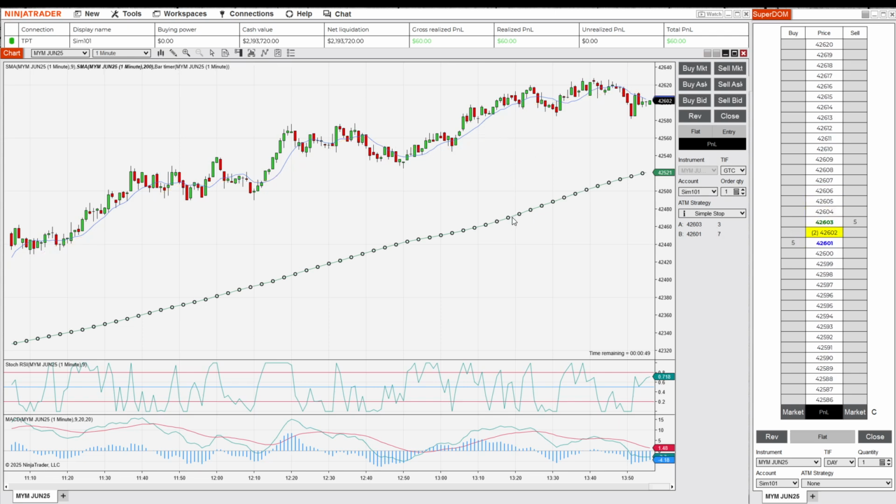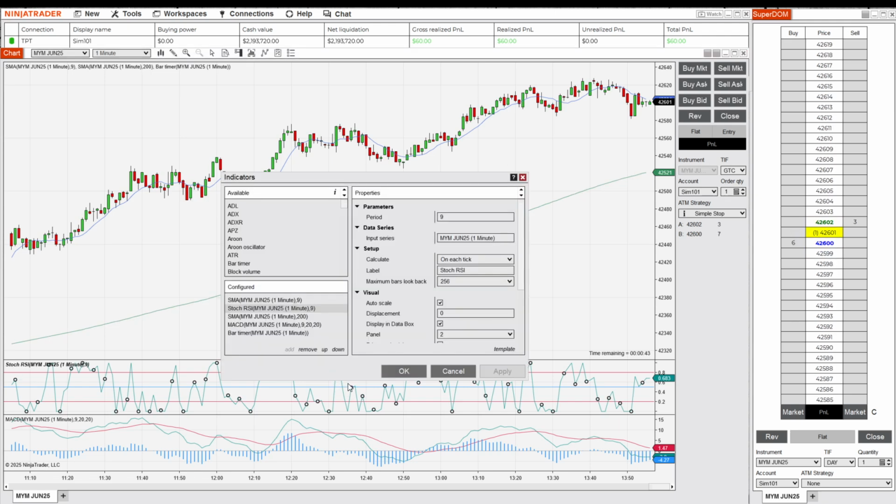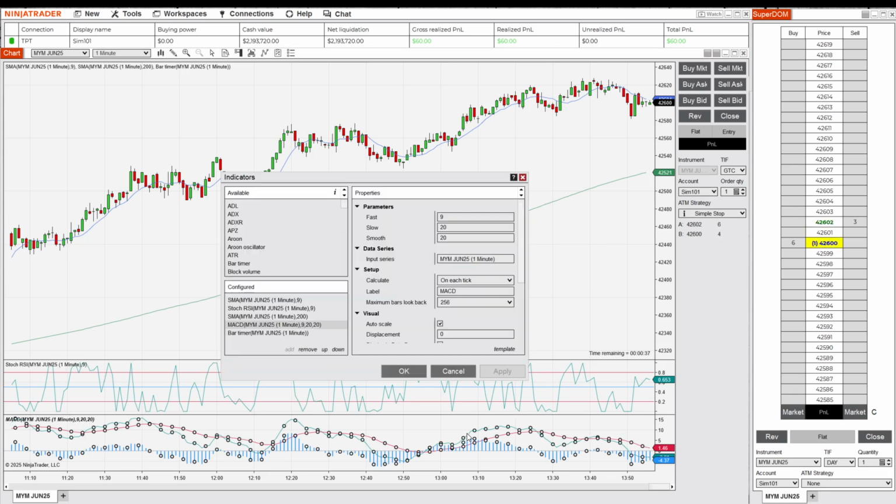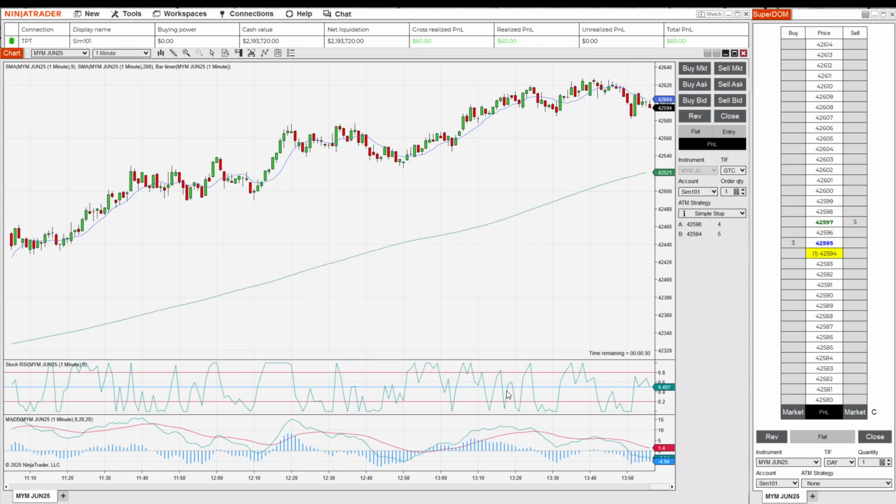I use the SMA 200, of course, for crossover. My RSI is also configured as SMA 9 period. MACD is the same. 9 fast with 20 slow. So this gives me an indication of where the trend is currently going when I want to scalp.